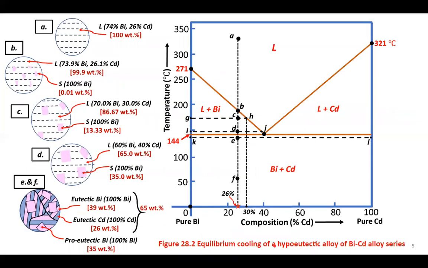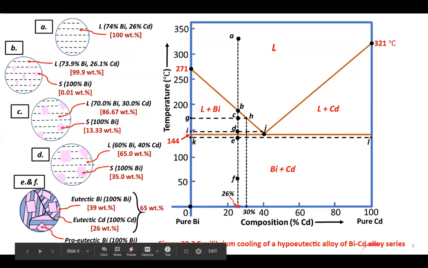So let's now take the case of a hypoeutectic alloy and see what microstructural changes take place during its equilibrium cooling. For illustration, we have taken a hypoeutectic bismuth cadmium alloy which is containing 26% cadmium in it, and remaining is bismuth. So what I'll do, I'll mark this composition.